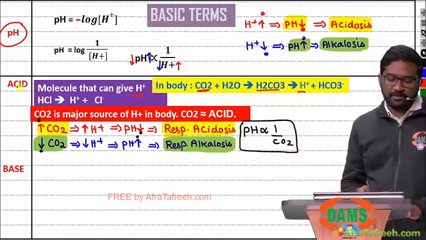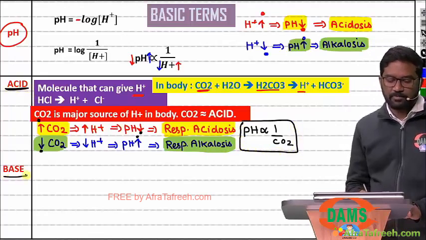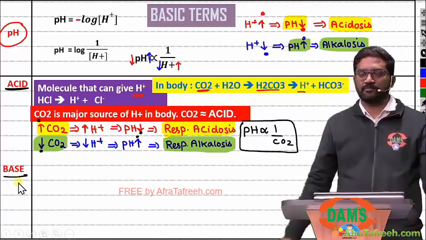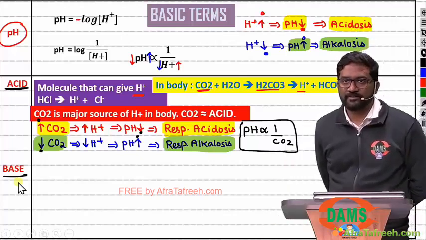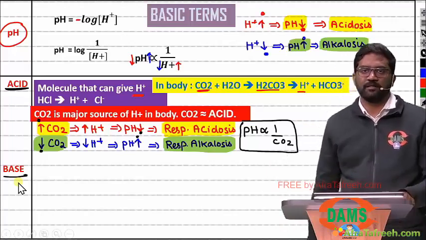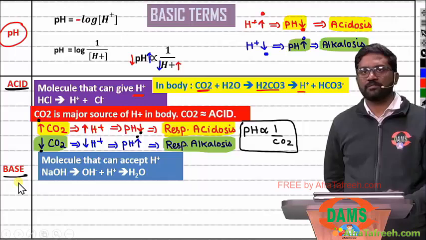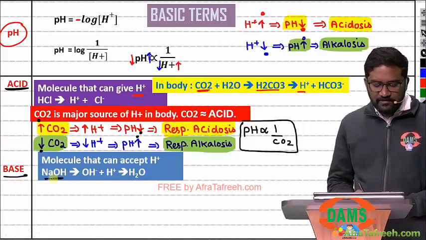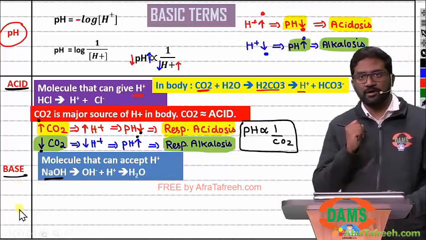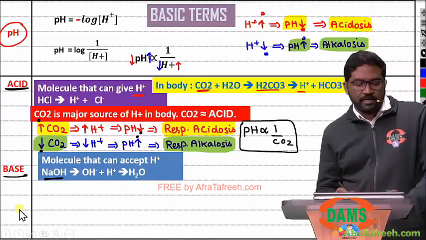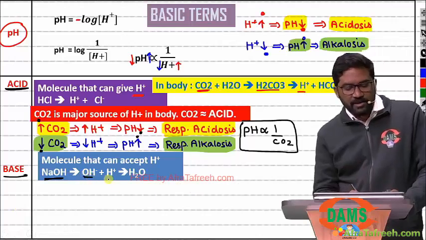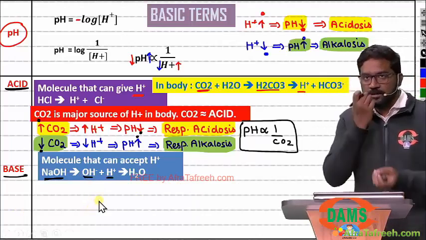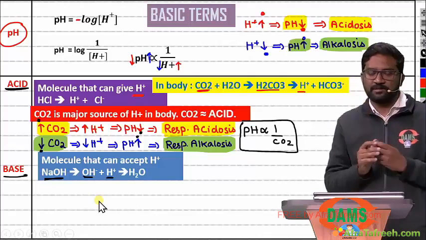Then you must be knowing acid and base are two mutually opposite phenomena. Acid is something which can give H plus. The opposite word of giving is taking, accepting. So the definition of base will be molecule that can accept H plus. Now why is NaOH considered a very strong base? Because here OH minus will quickly eat up the H plus. So any substance that is eating H plus, accepting H plus is base.